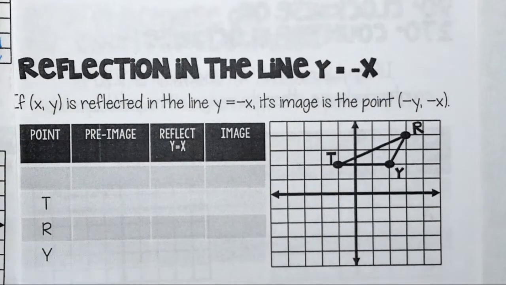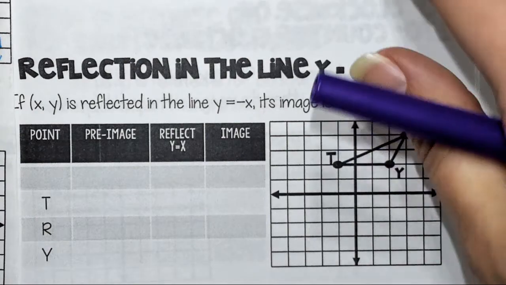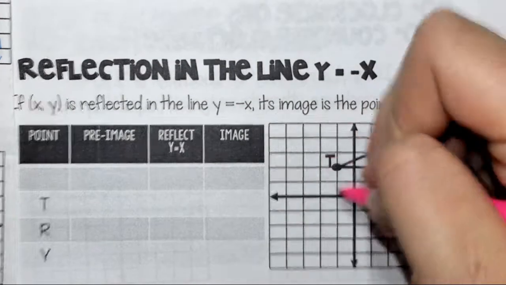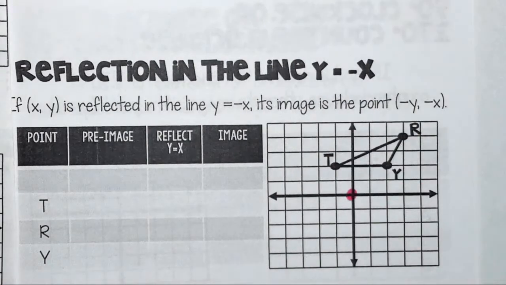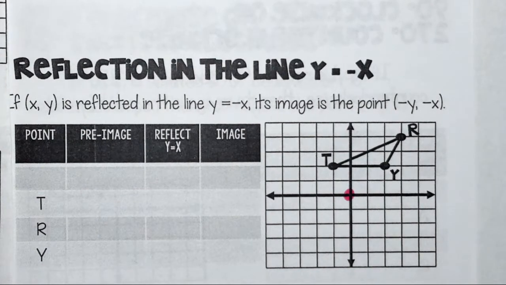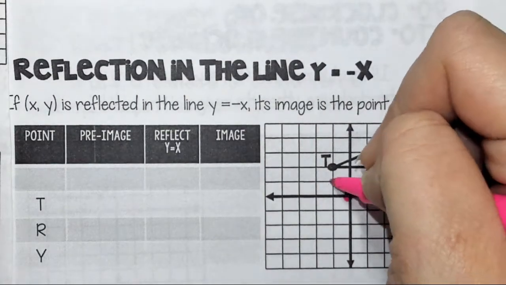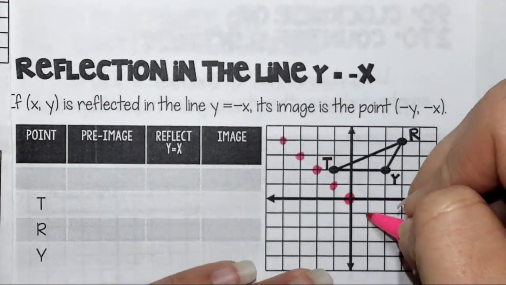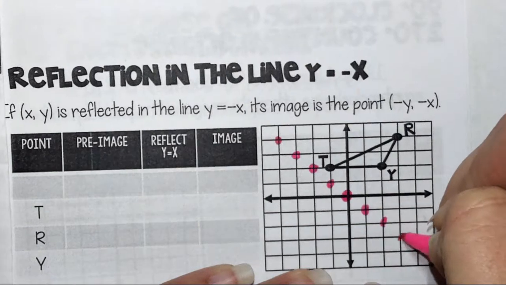Okay, so the last one is y equals -x. So what is that line going to look like? What's the y-intercept of y equals -x? 0. And what's the slope? What number's in front of x? -1. So I'm going to go up and to the left, up and to the left, up and to the left, up and to the left, down and to the right.